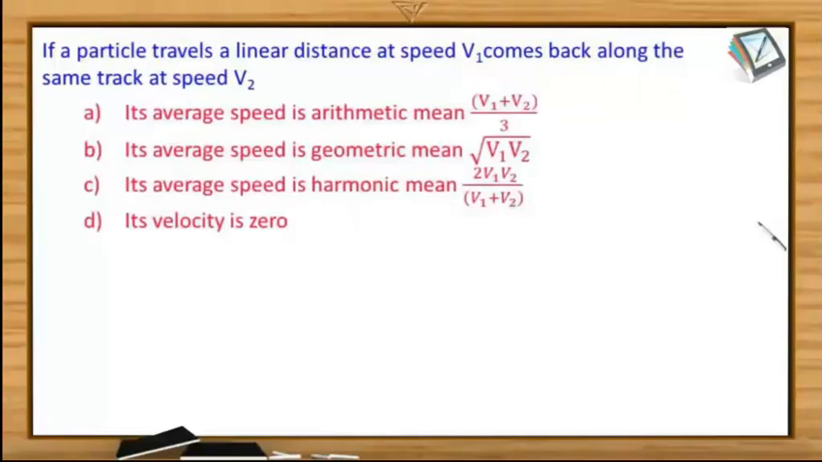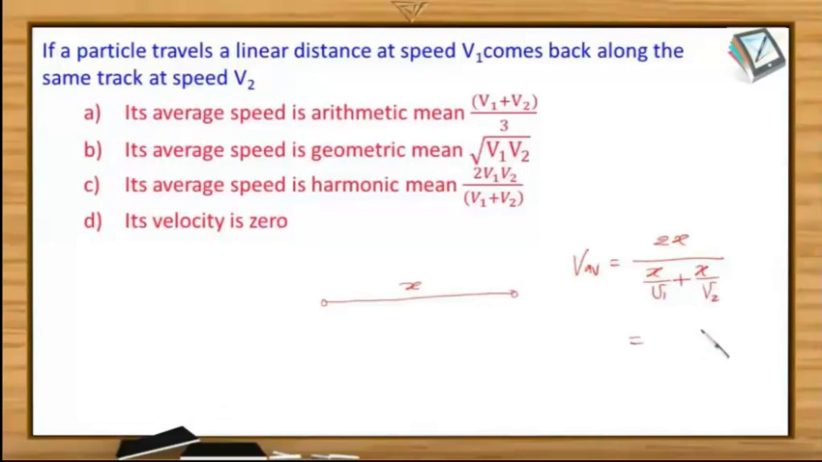If a particle travels a linear distance at a speed v1 and comes back along the same track at a speed v2, then its average speed is the arithmetic mean of this. So let's find out which one is the correct option. So first, since the three options are based on the average speed, let's find the average speed. So suppose x is the length of the path from starting point to the final point, the distance is x. So this particular particle travels with the speed v1 and then comes back along the same track with the speed v2. So total distance covered will be what? 2x divided by total time taken, which will be x upon v1 plus x upon v2, because it returns with v2 speed.